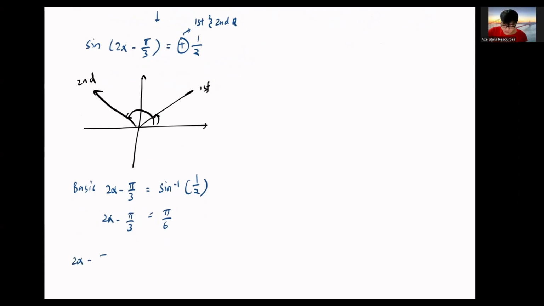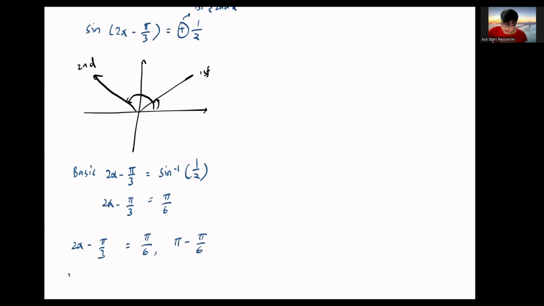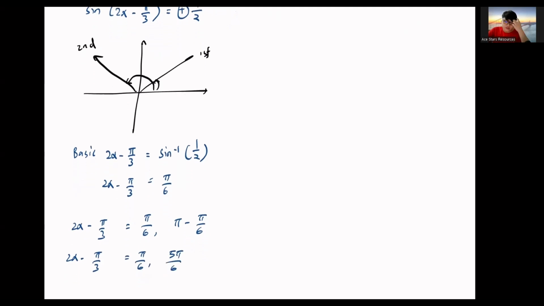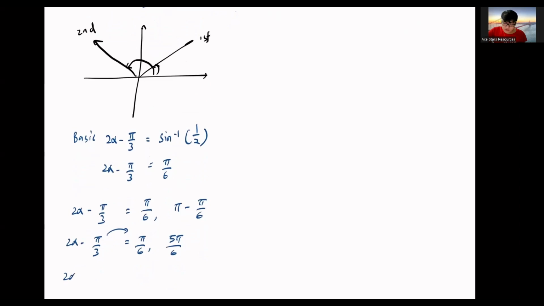Next, since this is the first quadrant, it's pi over 6, and the second quadrant will be pi minus pi over 6. So in general, we will have 5 pi over 6, right? So move the pi over 3 to the other side, so pi over 6 plus pi over 3. We have to do that again. So that's going to be pi over 2. And 5 pi over 6 plus pi over 3, that's going to be 7 pi over 6.